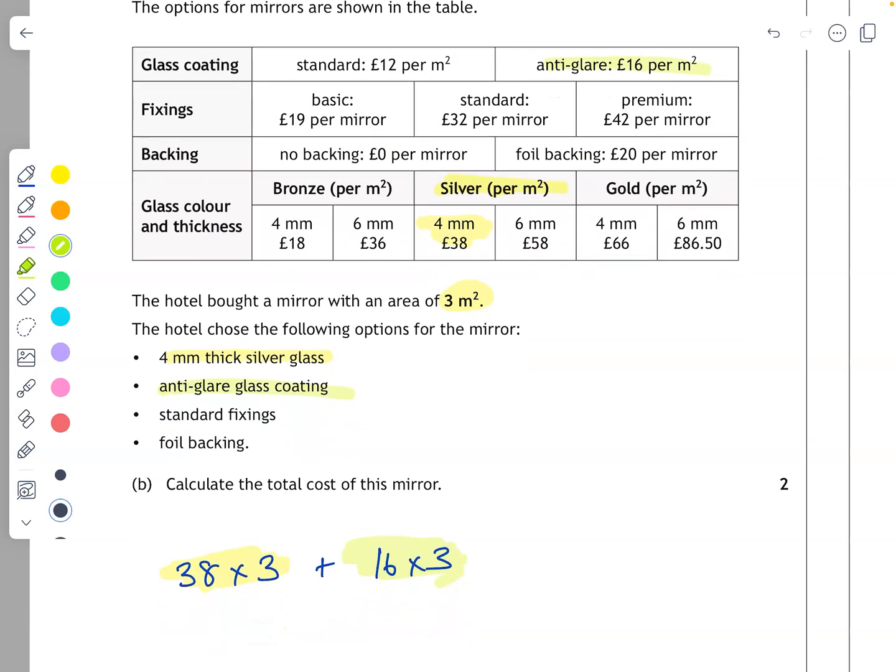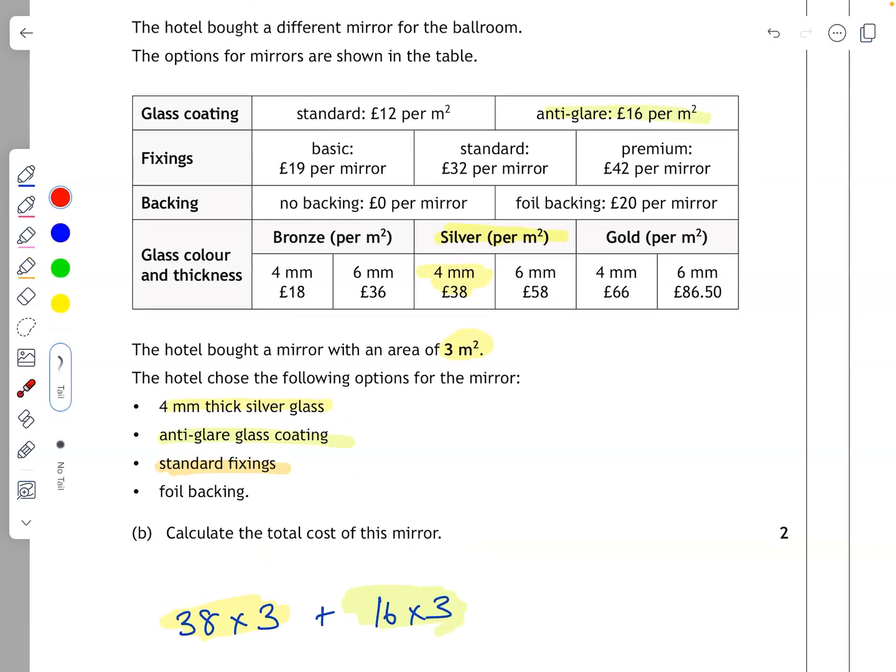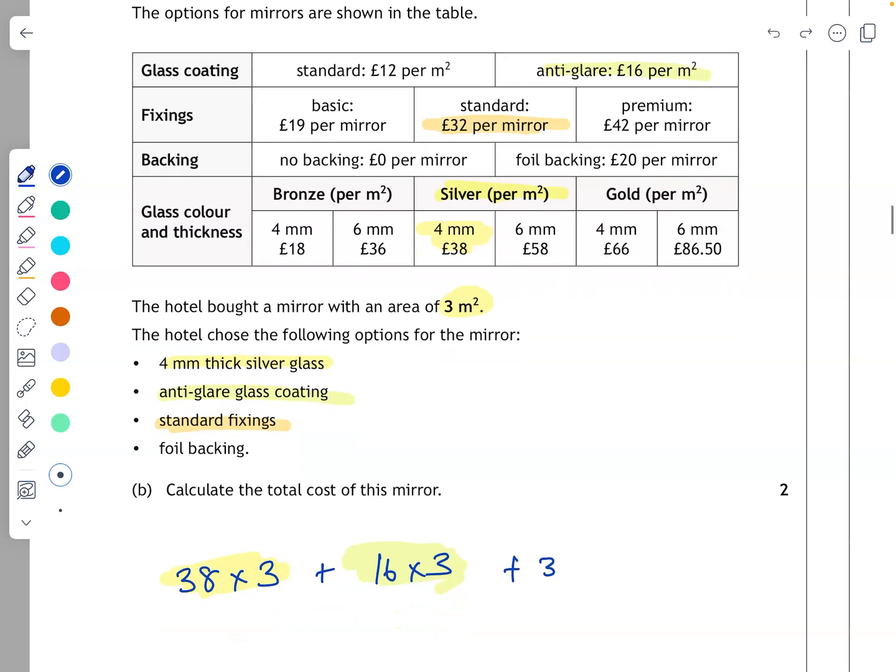Now we've got standard fixing. So here we've got our fixings and we've got our standard. So that's just £32 per mirror. So now that's just going to be plus 32. So I'm going to put plus 32 there. Remember, these are all in pounds. I'm not putting the pound sign in these yet.